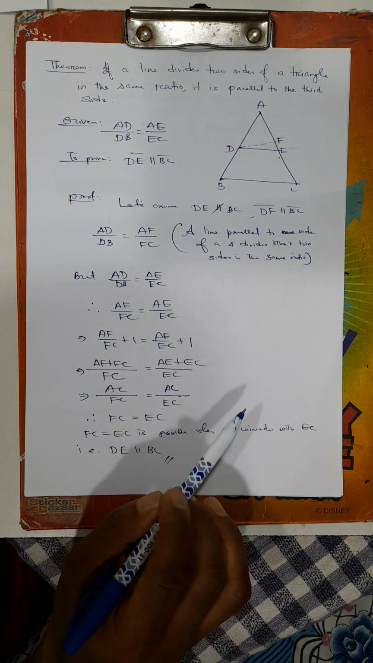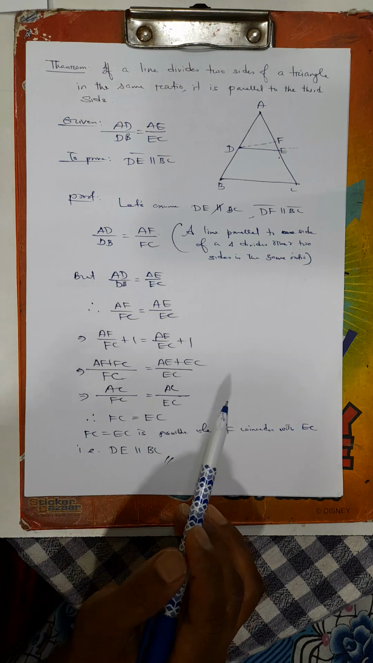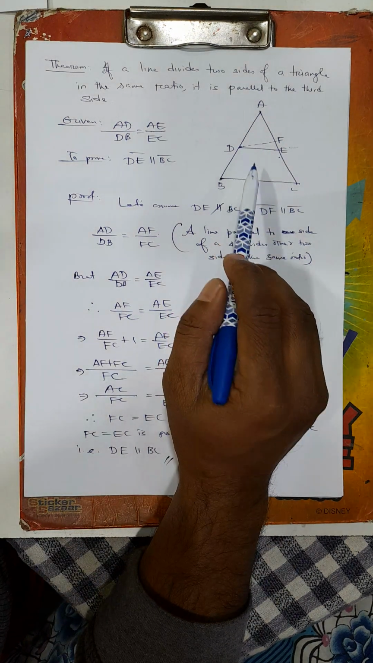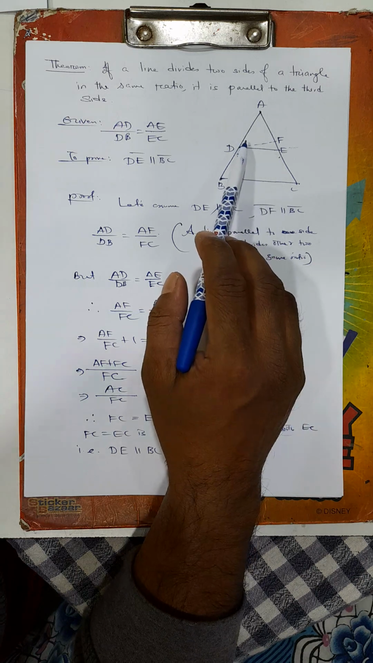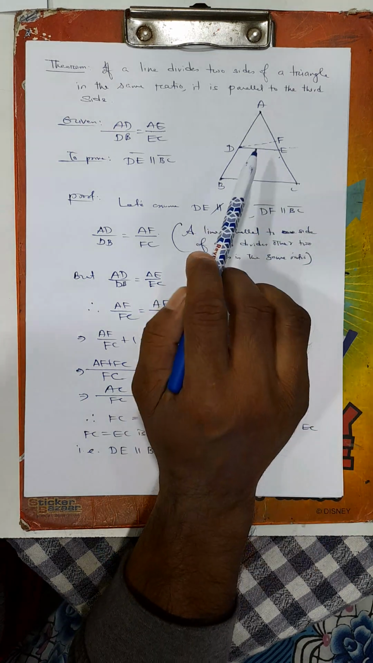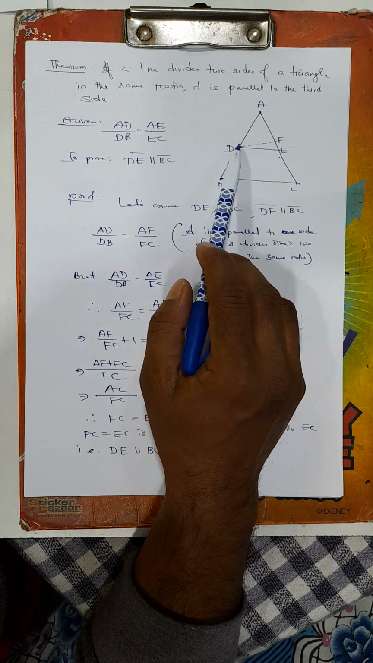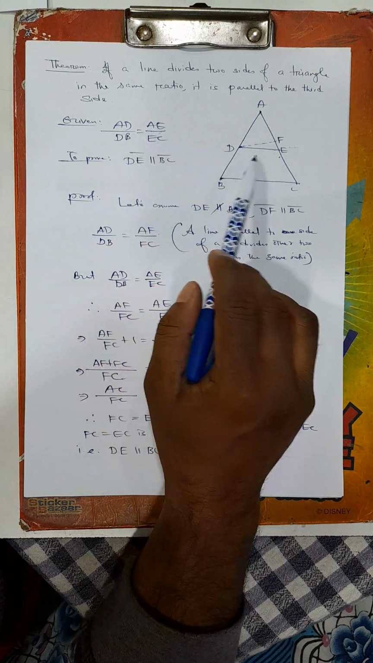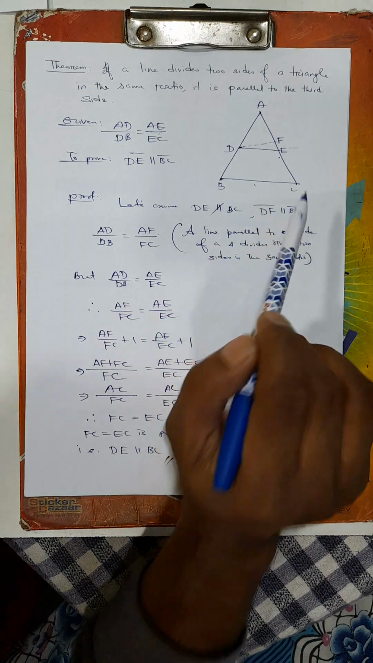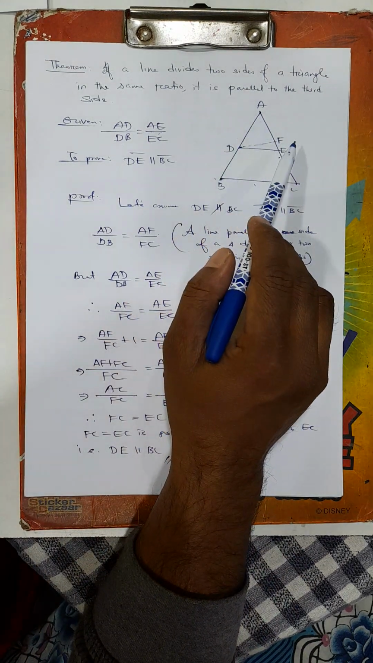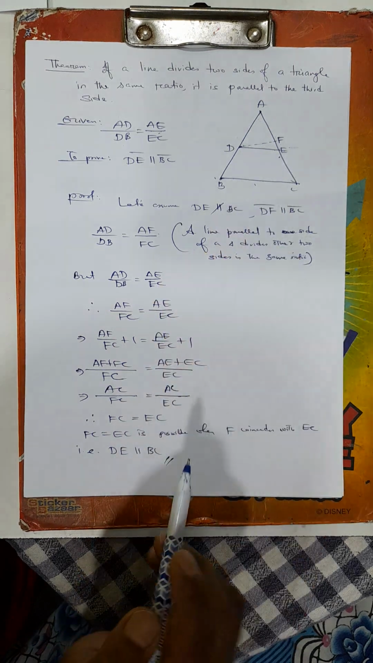So this is the converse of the earlier theorem. The earlier theorem was, if a line is drawn parallel to one side of a triangle, it divides the other two sides in the same ratio. Here we find that if a line divides two sides of a triangle in the same ratio, it is parallel to the third side. So we proved that if AD by BD is equal to AE by EC, DE is parallel to BC.